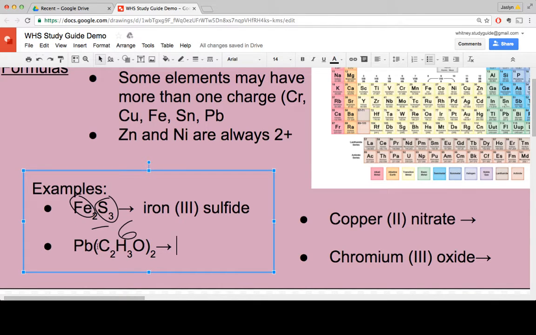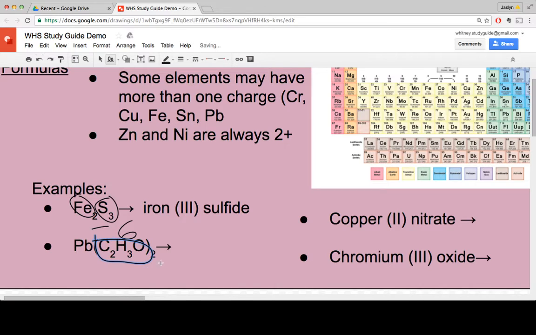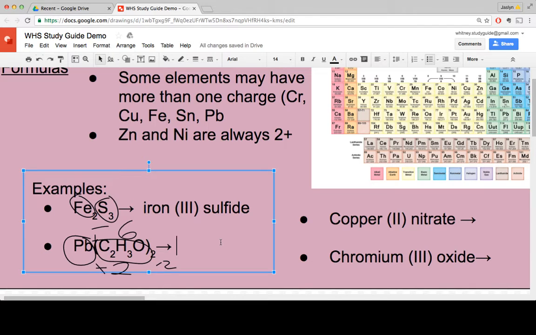Okay. Now go to lead acetate, and lead is another one that has more than one possible charge, but we know that one acetate is -1, so you have 2 acetates here, which means that all of this has -2. So then one of these has to equal positive. I don't know why Google Drawing doesn't like straight lines, but one of these will have to equal +2. So that's pretty simple. Lead 2 acetate.